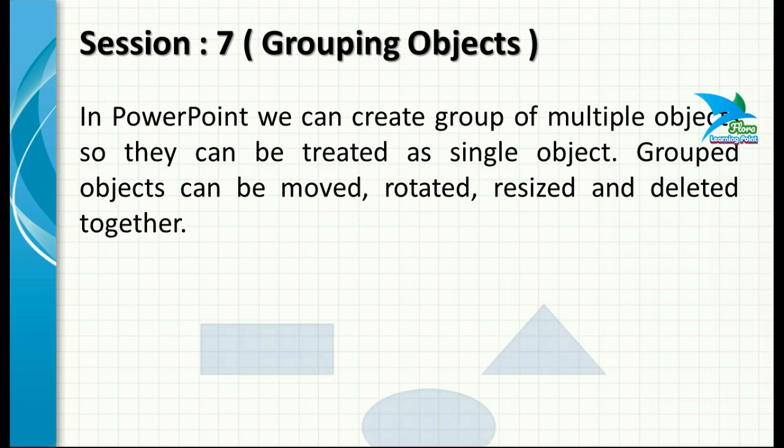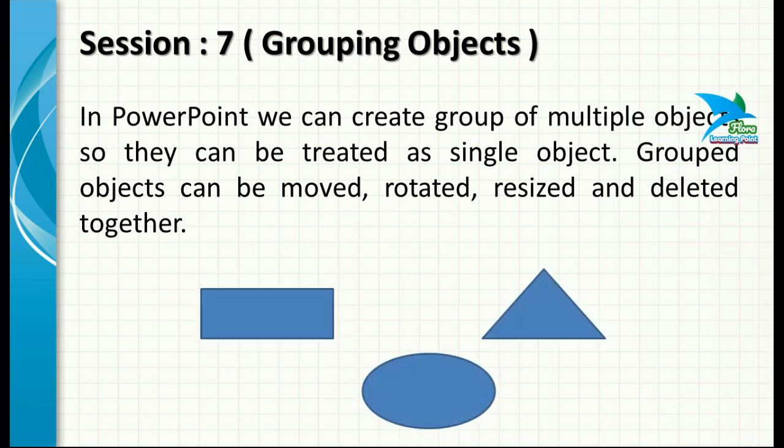So that means, for example, if we have these three shapes, one is a rectangle, one is an oval and a triangle, and I want to perform some kind of operation like move, rotation, or resizing on all these objects in a single step, then I have to group all these objects.